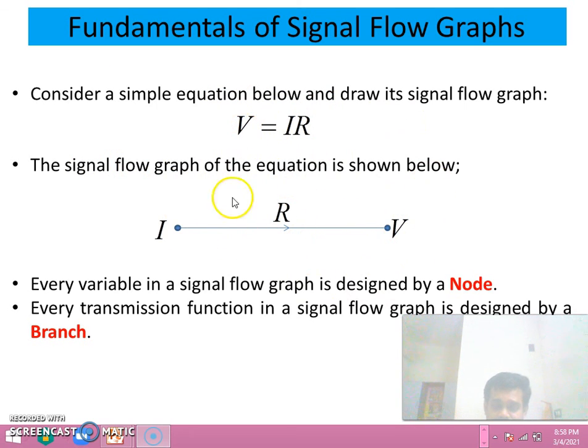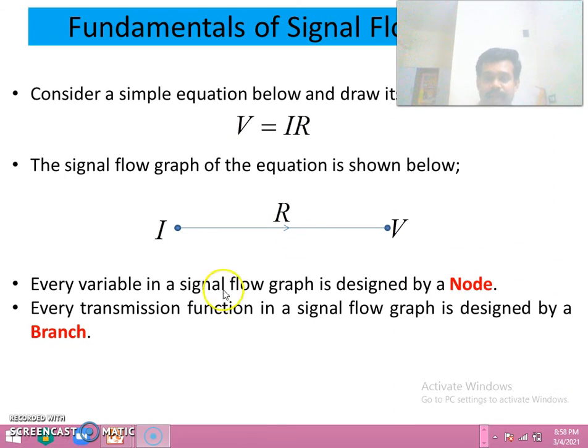Now we are taking two nodes. This is the input node I, and this is the output node V. And this line connecting I and V is called a branch. And R is the resistance. This arrow indicates the direction of flow of current. Now, when this current is flowing through this branch, it is multiplied by this R, and the output is nothing but V is equal to IR.